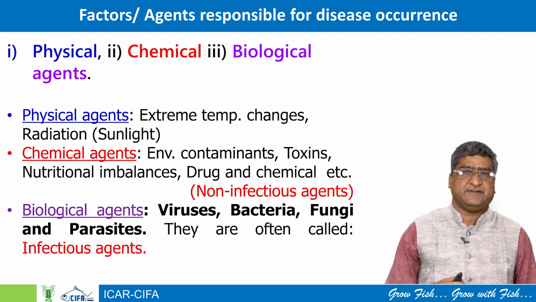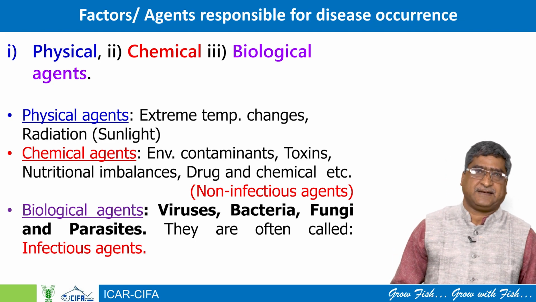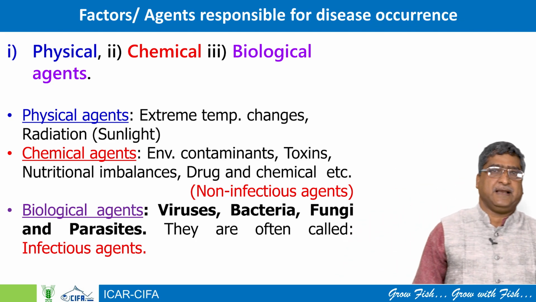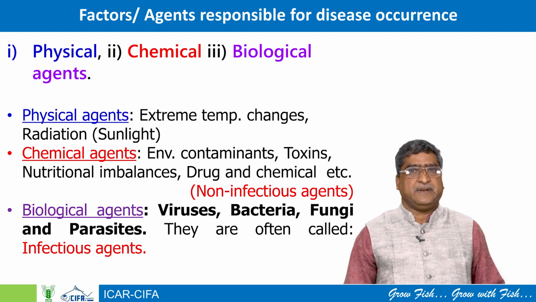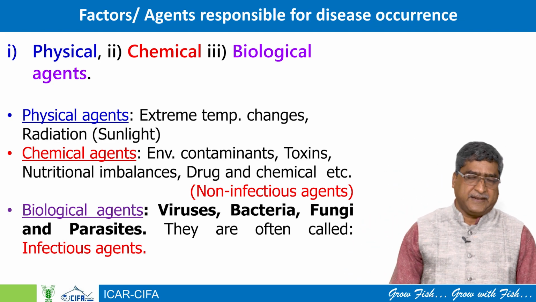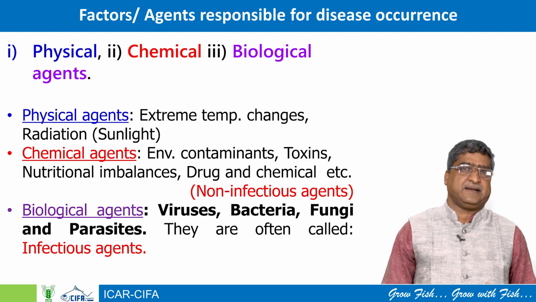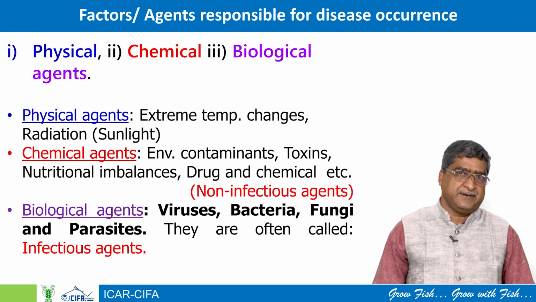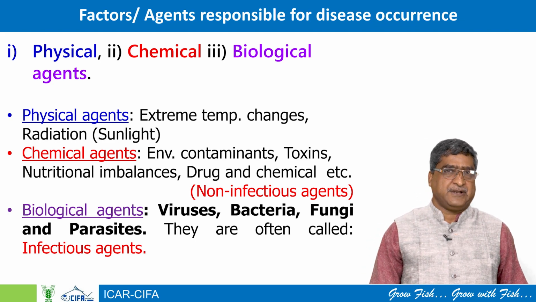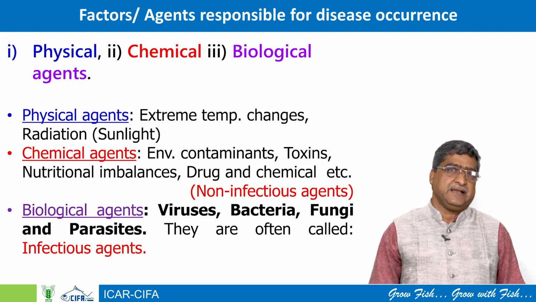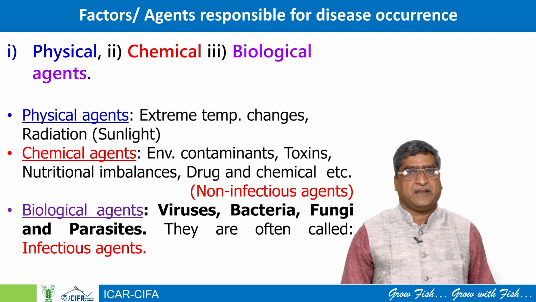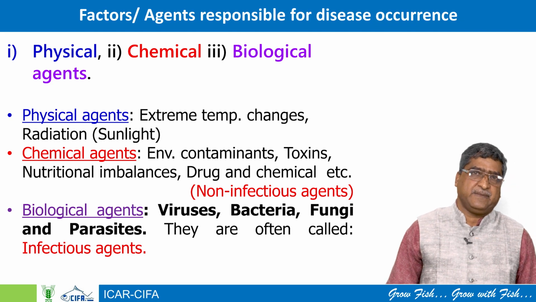Now, three factors are responsible for disease occurrence in animals. What are the three factors? One is physical factor, chemical factor, and biological factor. The physical factors are temperature, extreme temperature changes, and radiation due to sunlight. And chemical factors are environmental contaminants and toxins coming into the water, contaminating the water system, especially after acid rain, or discharge from factories, or after rain, some discharge from other sources, domestic sewage coming, and nutritional imbalances because of improper nutrition. That also comes under chemical agents, and another is drugs and chemicals that we use in the aquatic system. These are also chemicals.